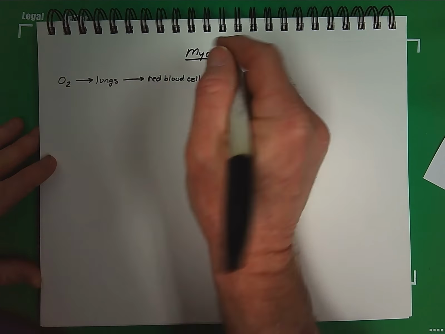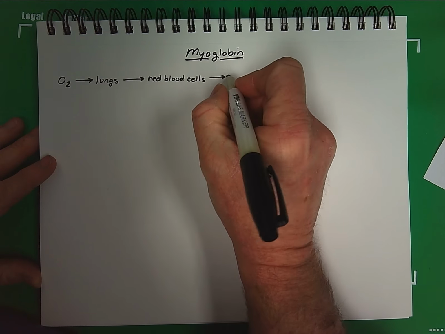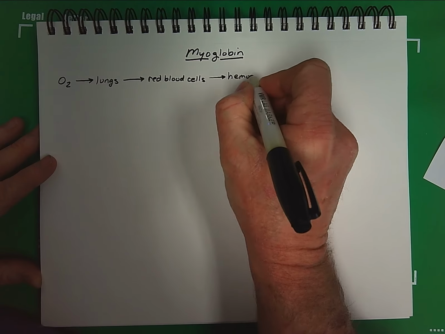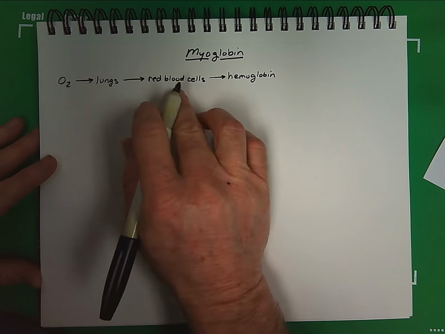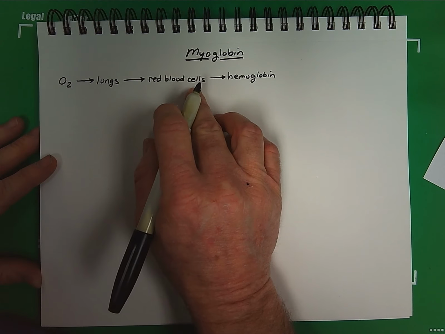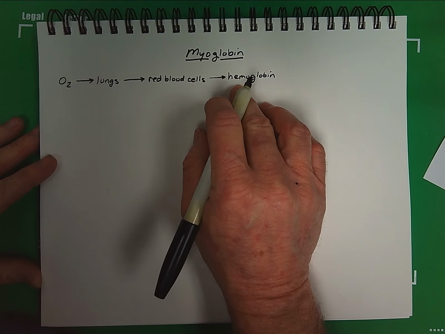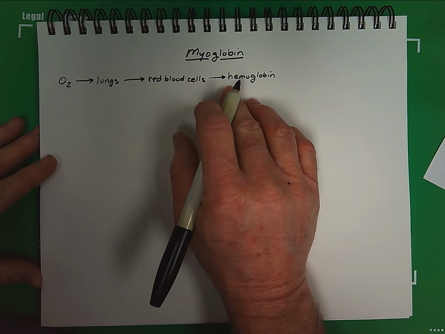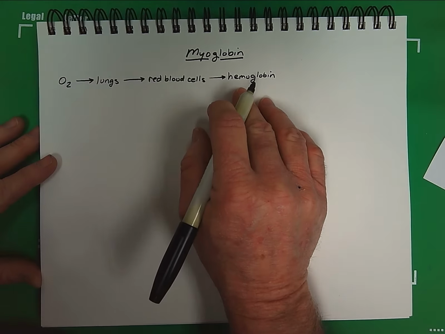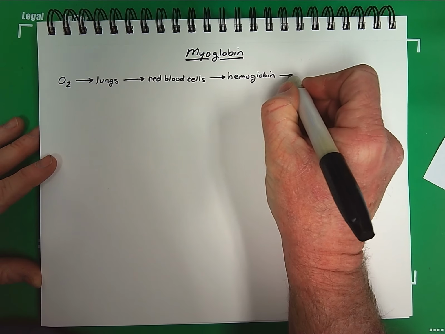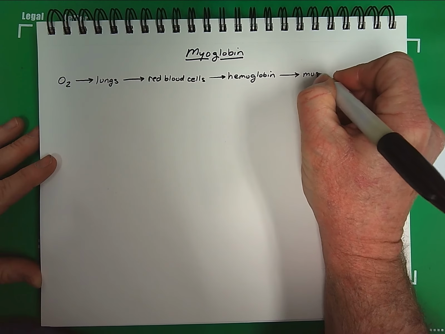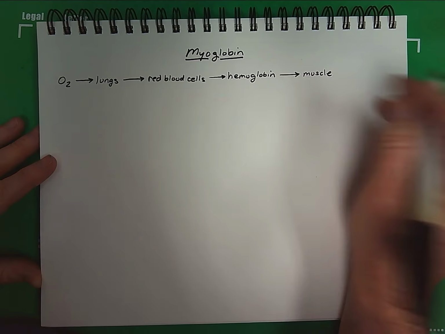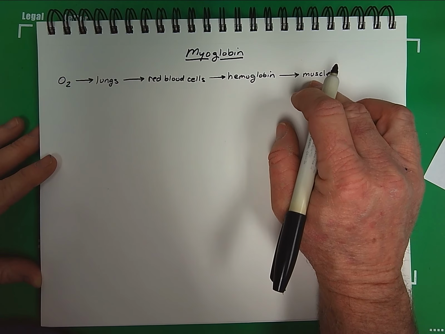In the red blood cells, the oxygen needs to bind to a carrier. This carrier protein is hemoglobin. The red blood cells travel around the bloodstream, transporting the oxygen bound to hemoglobin, and when the red blood cells encounter tissues that are in need of oxygen, this oxygen is transferred from hemoglobin into muscle. For example, muscle is a very high user of oxygen because of its need for energy.